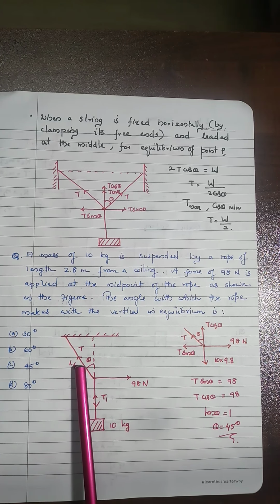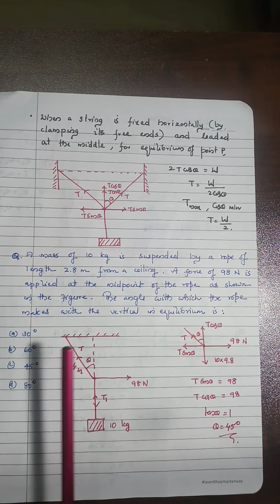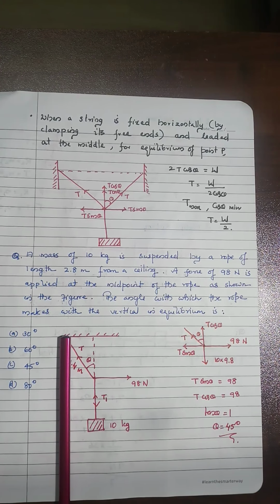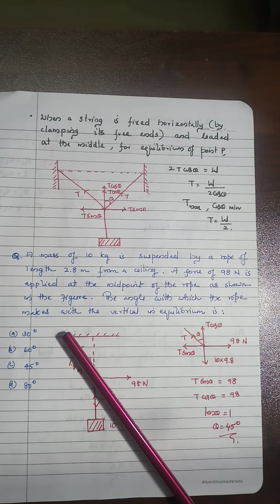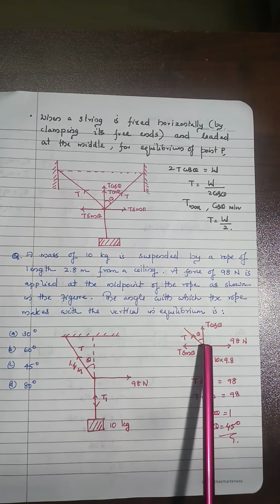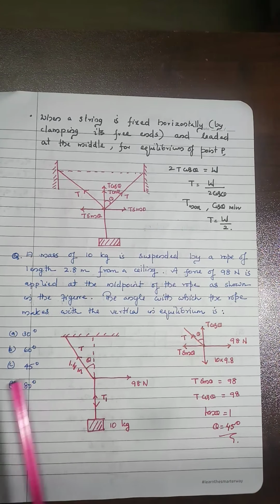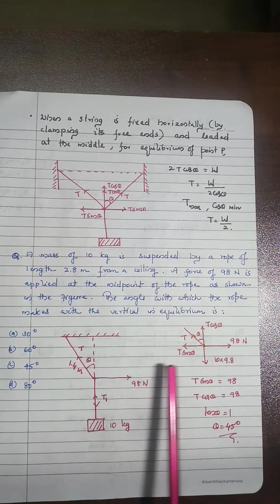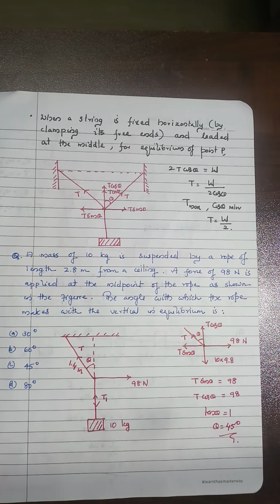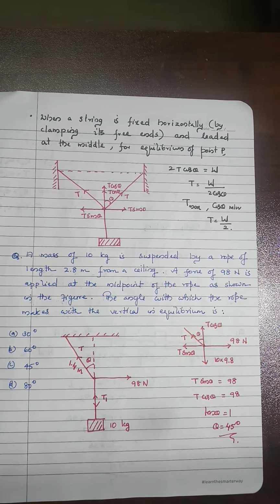The tension makes an angle theta with respect to the vertical here. So actually that string is like this, because of the horizontal force it makes the angle. The tension can be split into two components: T cos theta vertical, T sin theta horizontal. At equilibrium, T sin theta is balanced with 98 and T cos theta with 10 into 9.8. So you just divide it, you get the value theta equal to 45.